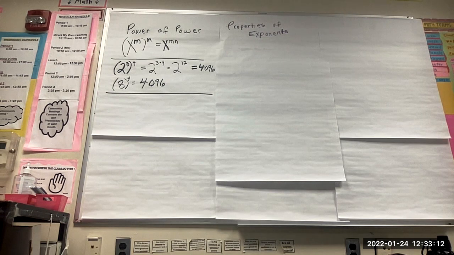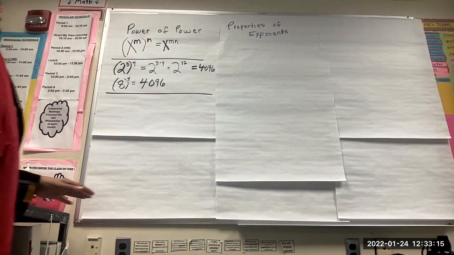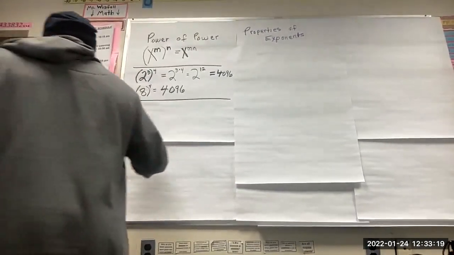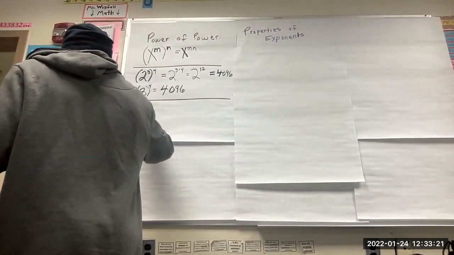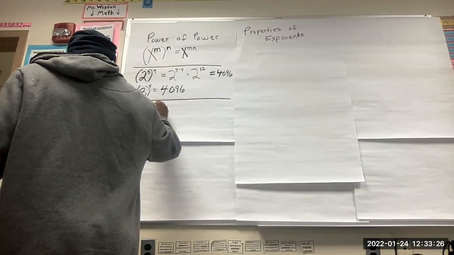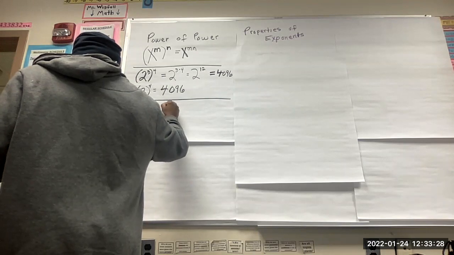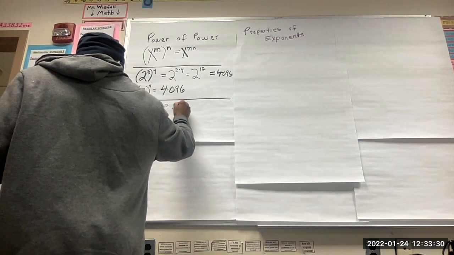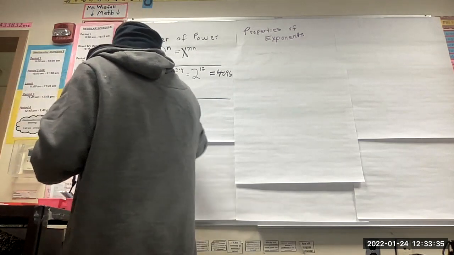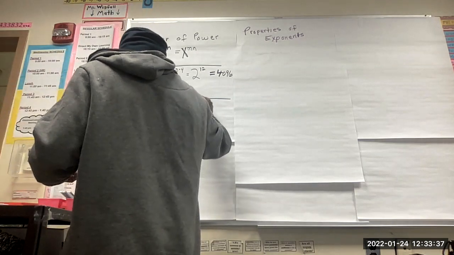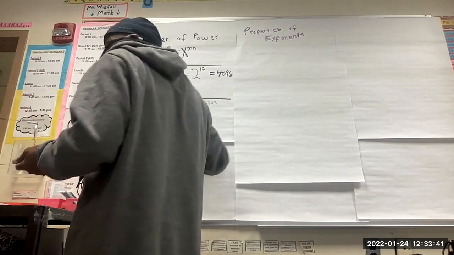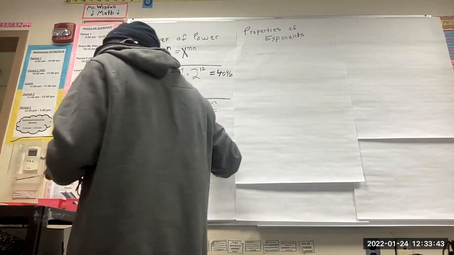So we're going to do 2 to the third times 2 to the third times 2 to the third times 2 to the third. Same base, yes, okay? So that's going to be 3 plus 3 plus 3 plus 3. A different way to solve this. That's going to give you 2 to the 12.